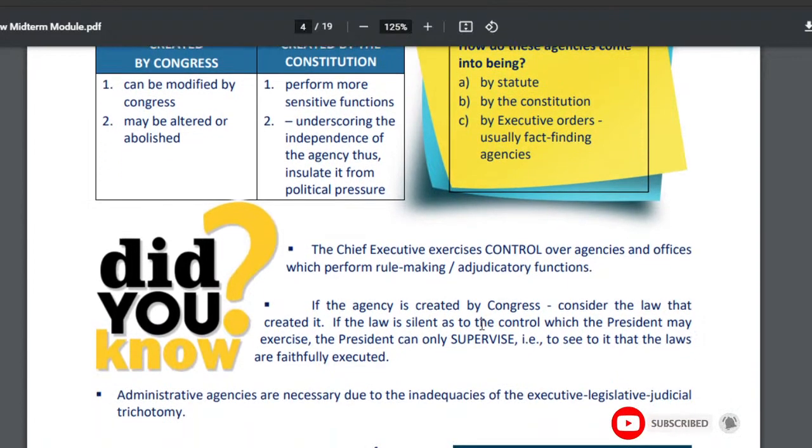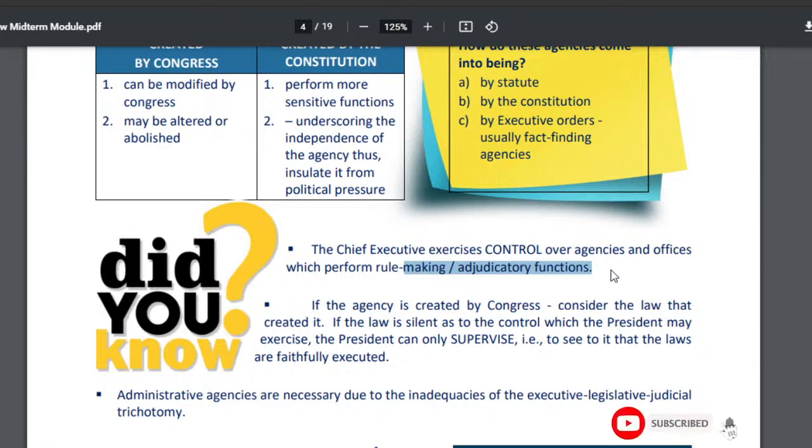Now, did you know that the chief executive is not the same as chief of staff, class ha? Chief executive exercises control over agencies and offices which perform rulemaking or adjudicatory functions. Of course, those agencies that are under its supervision and control. Katulad ginasa po sa Office of the President, of course, pwede na gina siya control, as well as those agencies nga sa executive branch, but as long as they perform rulemaking adjudicatory functions.